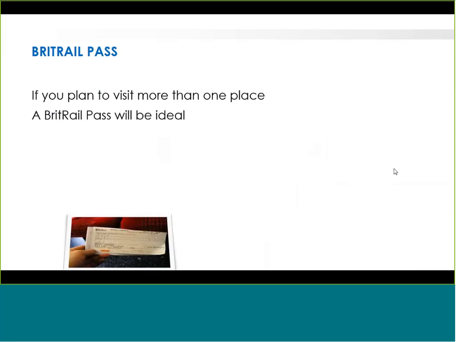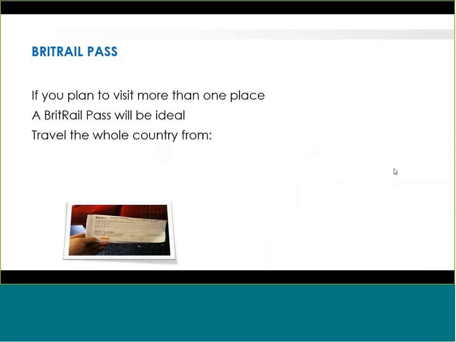Let's continue. So moving away from single fares, let's look now at a Britrail pass. So what are the Britrail passes best for? They're best if you plan to visit more than one place within the UK. A Britrail pass would be ideal in this situation. So what it does entitle a customer to, if you do purchase one, is that you can travel the entire country from as little as 3 days up to 1 month.